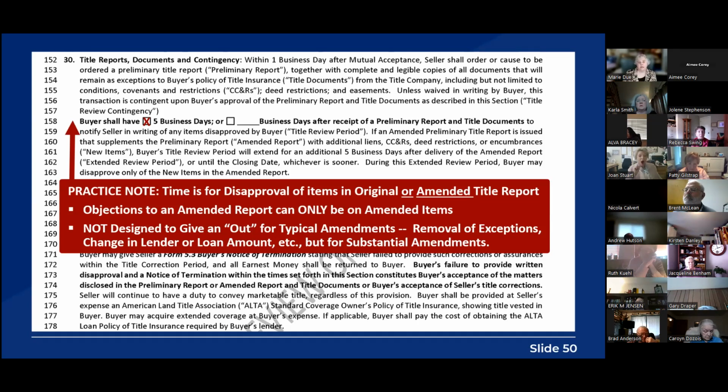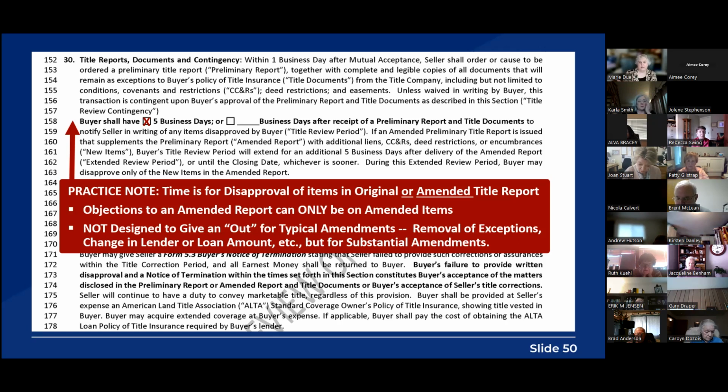But we do now have timeframes for amended reports. It's not designed to give an out for typical amendments, removal of exceptions, or change in lender or loan amount, but for substantial amendments. Let's say they hadn't found that there was an easement, or something was missed, and they bring that back in. That easement now shows up on the preliminary title. That is a material fact to the transaction, and therefore the buyer can back out because of that particular easement. I don't see that this is going to happen that often, but it is something you need to pay attention to, if it is a substantial amendment.